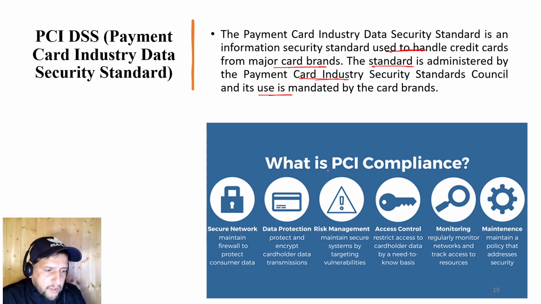So if you see what PCI compliance is, you need to have a secure network, a firewall to protect consumer data. You need data protection: protect and encrypt cardholder data. You need risk management: maintain a secure system by targeting vulnerabilities. You need access control: restrict access to cardholder data on a need-to-know basis. You need regular monitoring of networks and tracking access to resources. You need to maintain a policy that addresses security.